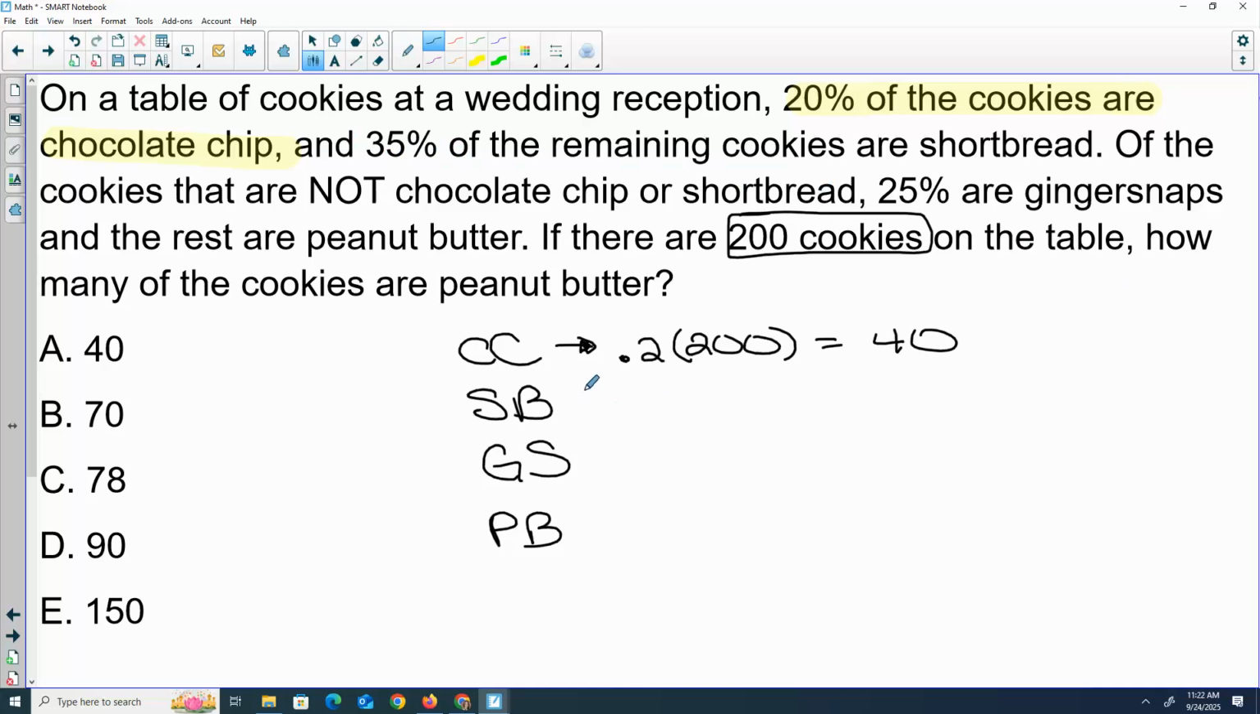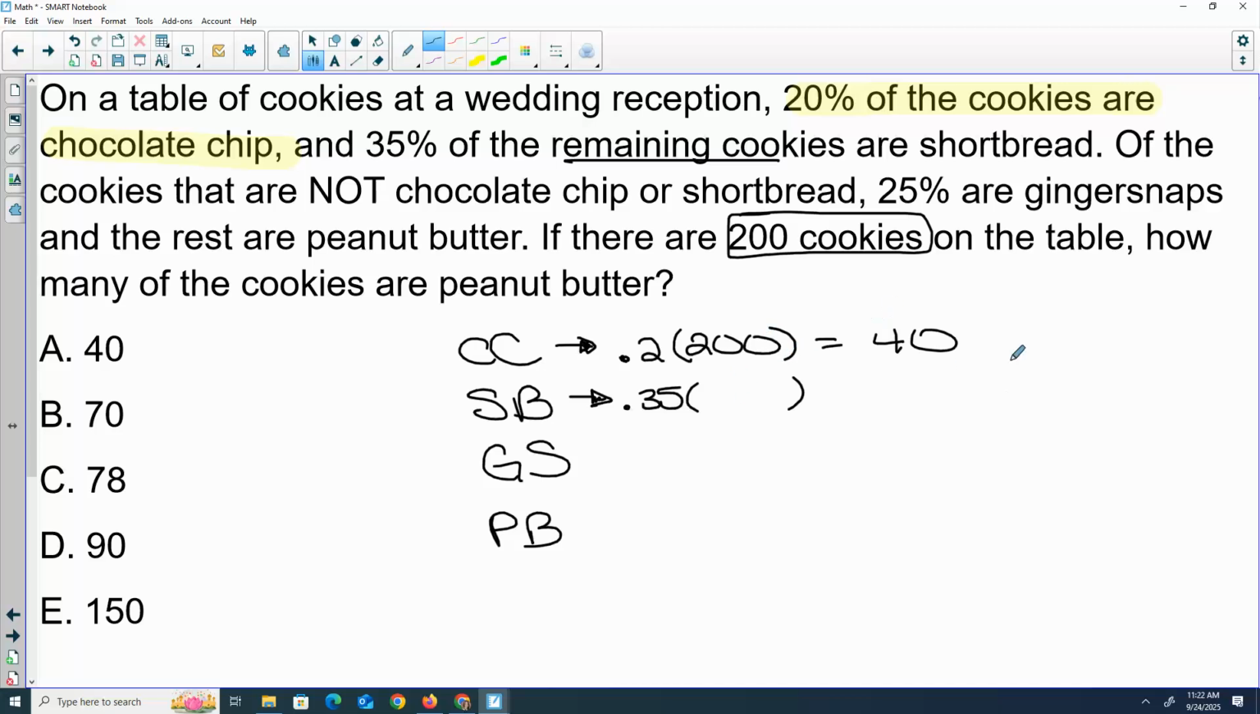35% of the remaining are shortbread. So shortbread, 35%, so 0.35. Of means times the remaining. That's the most important part of the whole question. That's the easiest place to make a mistake because you wanted to do 35%. I tried to do 55% of 200 and I gave the wrong answer because it's 35%.